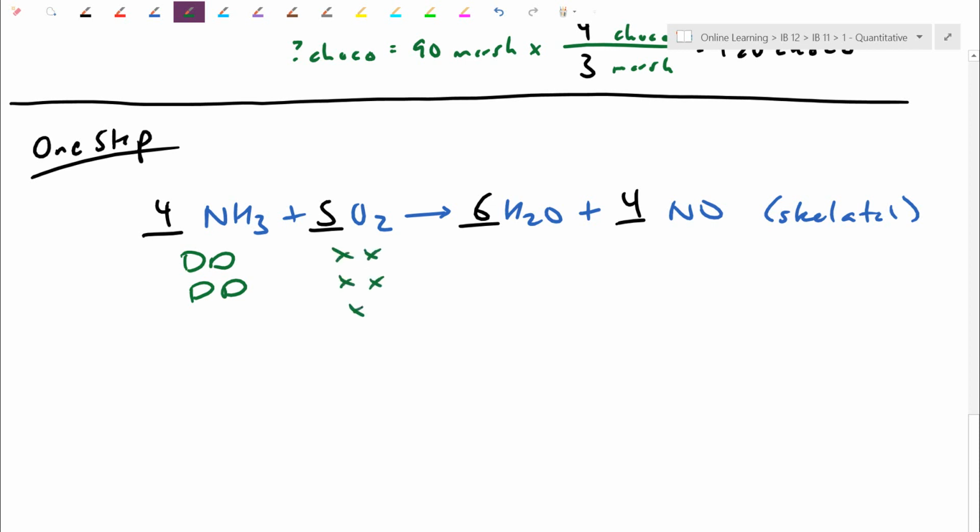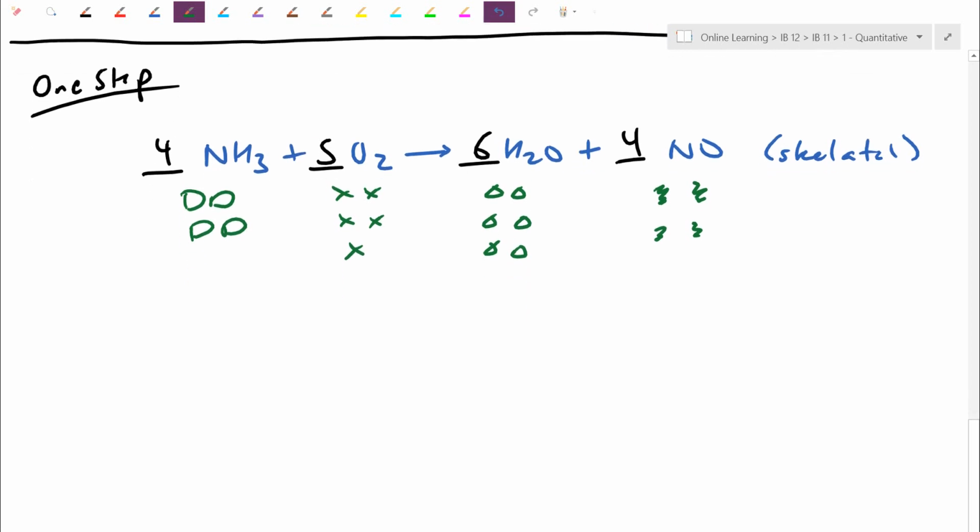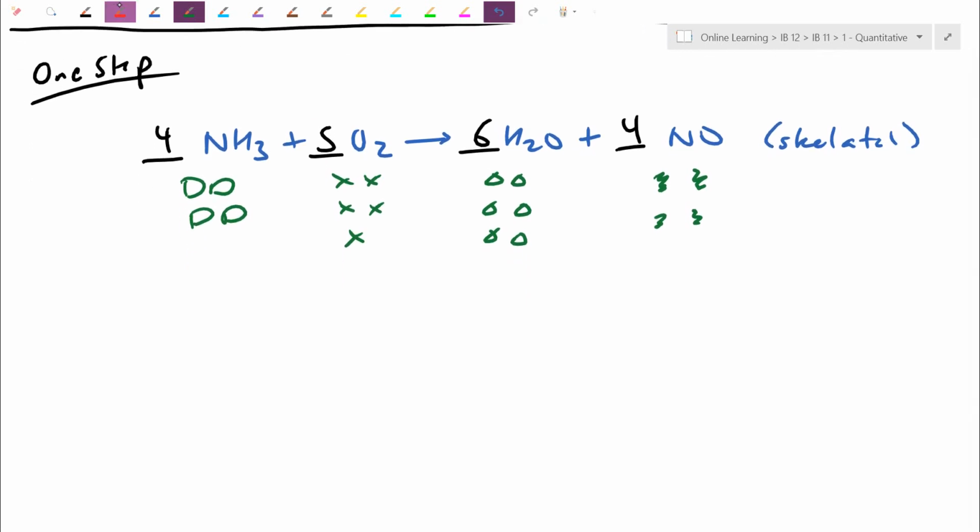I need 5 of these oxygens. I get 6 waters out of it, and I get 4 NOs. The question here is, when does this recipe work and when does it not work? As a general rule, we saw a little bit earlier on with Avogadro's law, it works whenever we're comparing numbers.